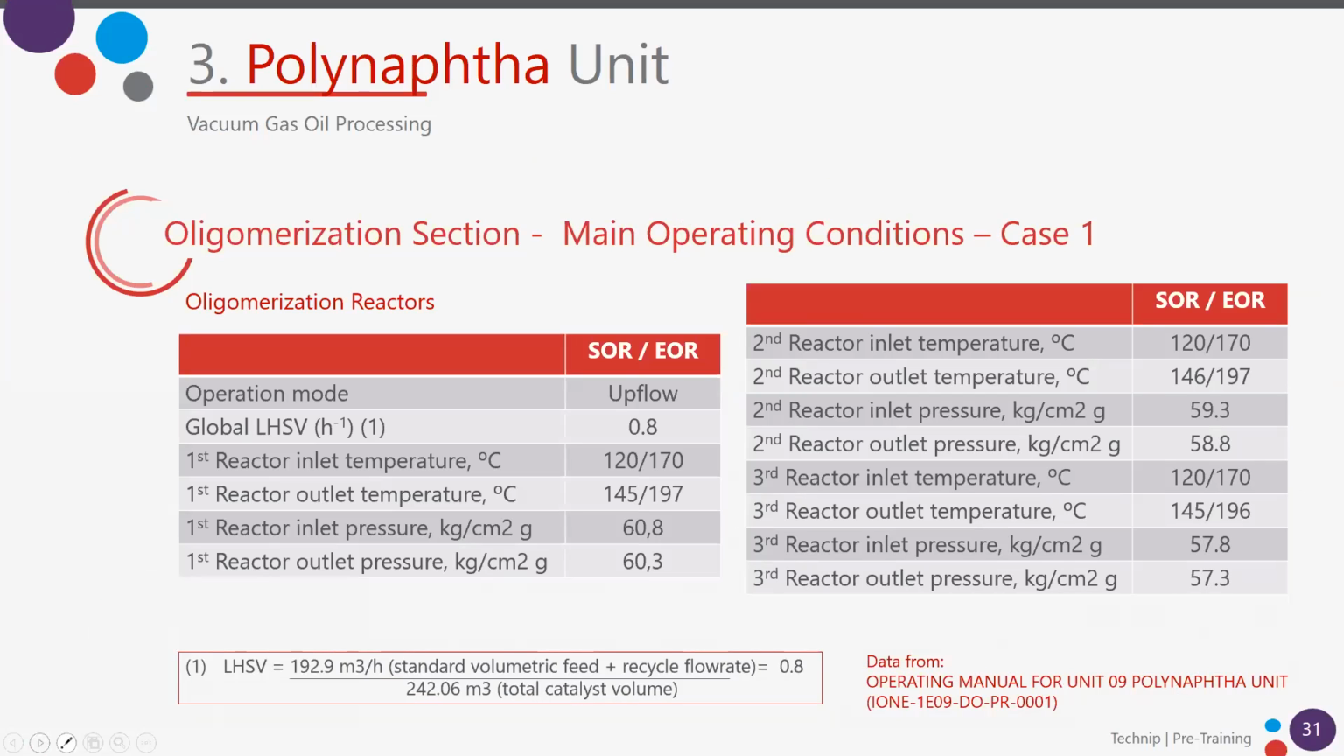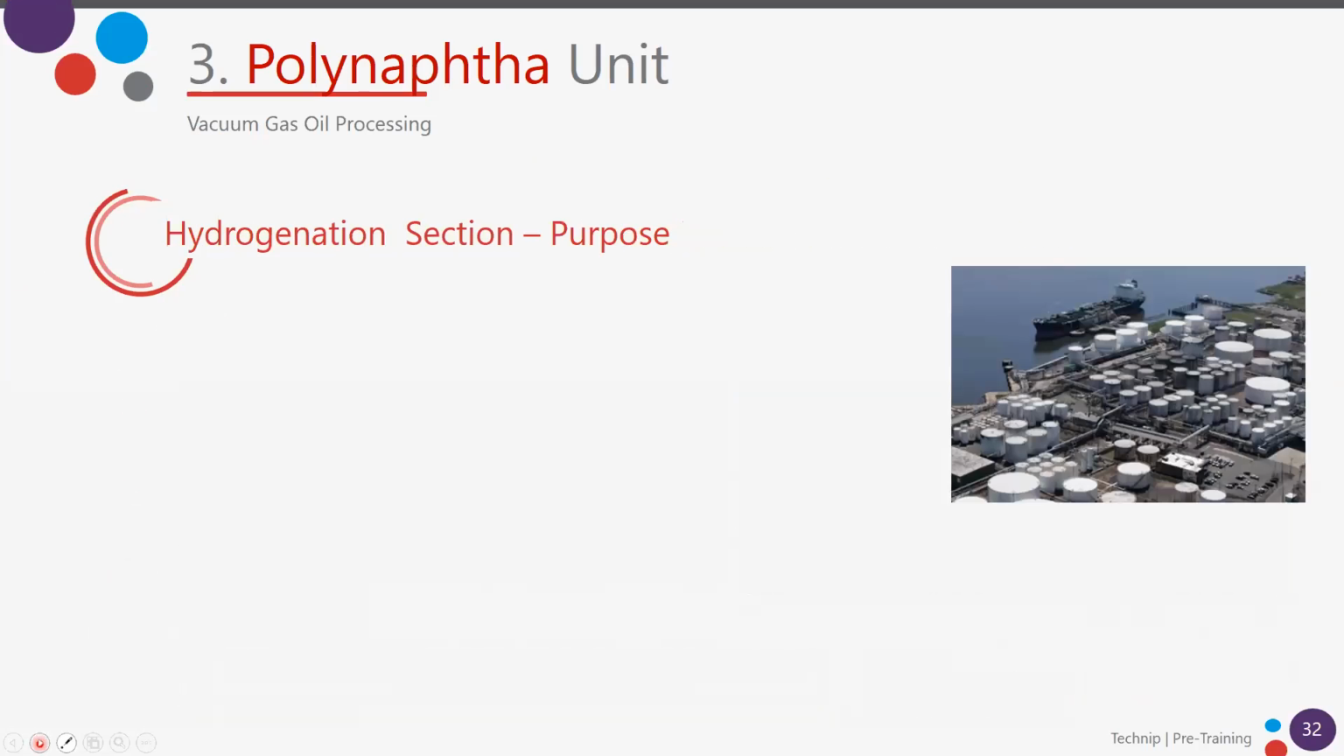Okay, so we have seen the oligomerization section. We have seen that we have produced our olefins, we have increased the C5 plus olefin content, but now we have to go back and hydrogenate some of these olefins because we have some limitations in the olefins content in our gasoline pool, okay?